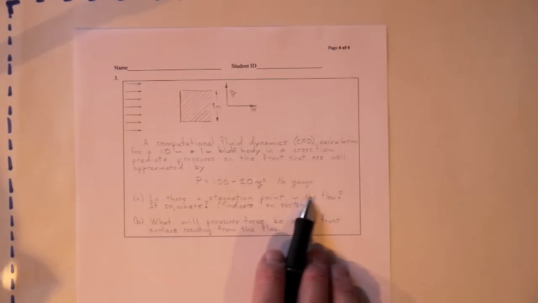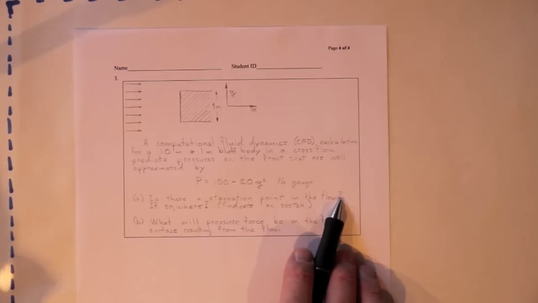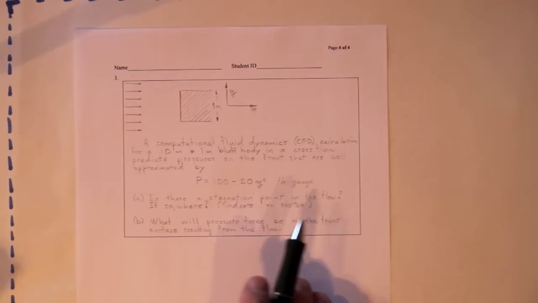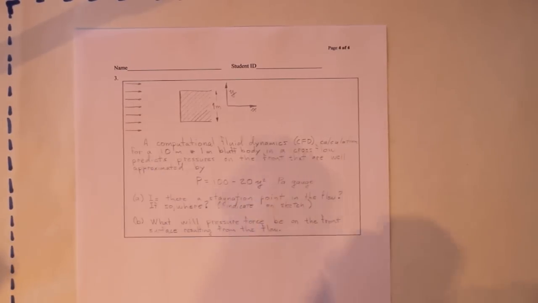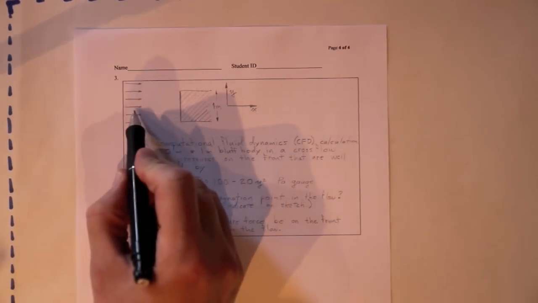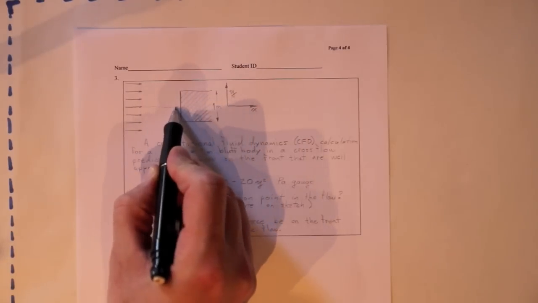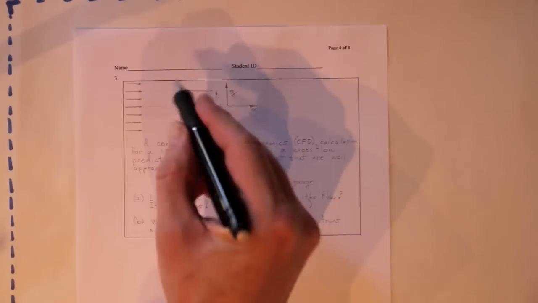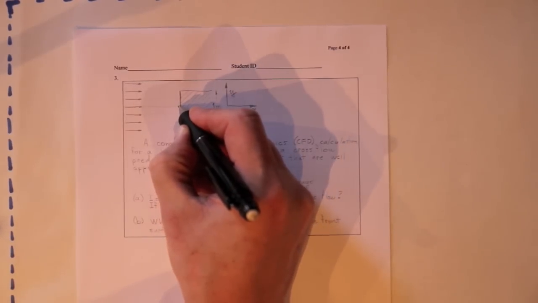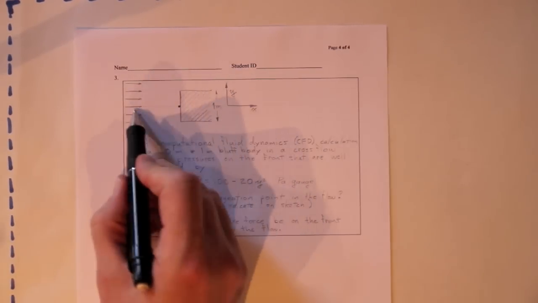So, first question, is there a stagnation point in the flow? If so, where? Indicate on the sketch. Well, the stagnation point is going to show up right in the middle here. The fluid that's coming along the middle here comes to a complete stop right there. And in fact, no fluid really comes right down the middle.